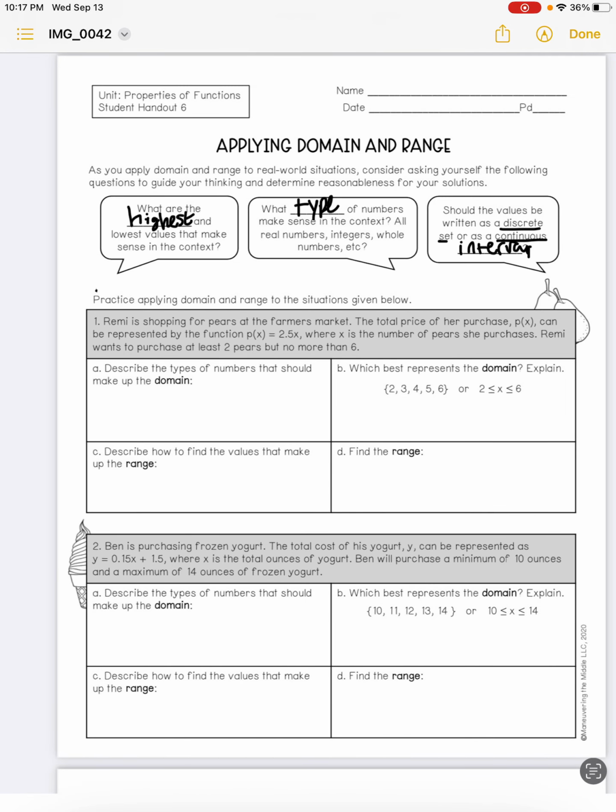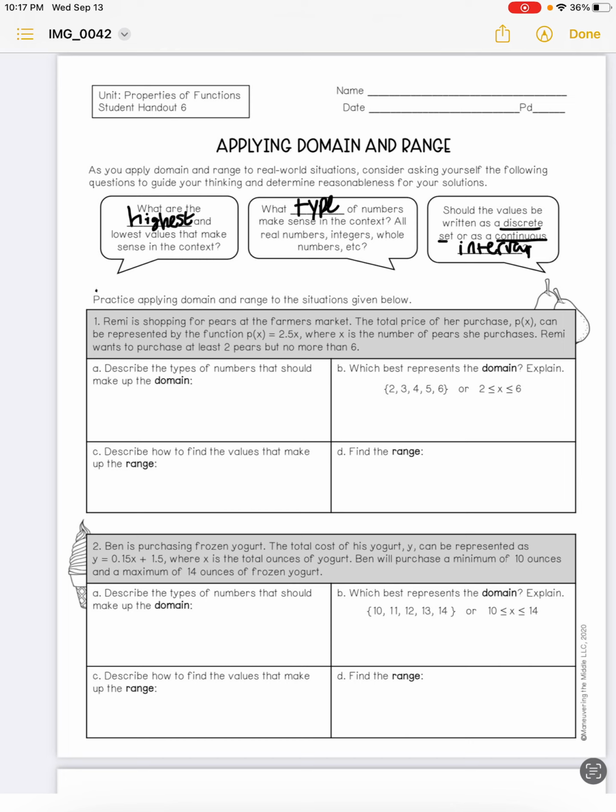It says, Remy is shopping for pears at the farmer's market. The total price of her purchase, P of x, it's just using function notation, right? We kind of talked about this a few lessons ago, can be represented by the function P of x equals 2.5x, where x is the number of pears she purchases. Remy wants to purchase at least 2 pears, but no more than 6. All right.